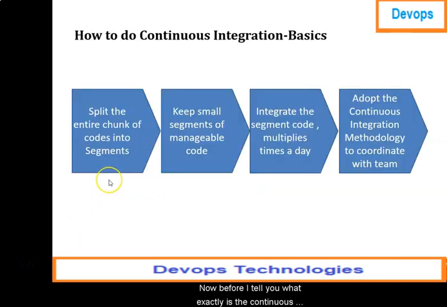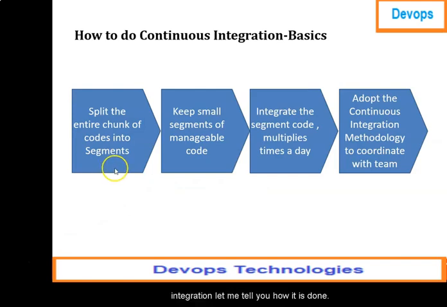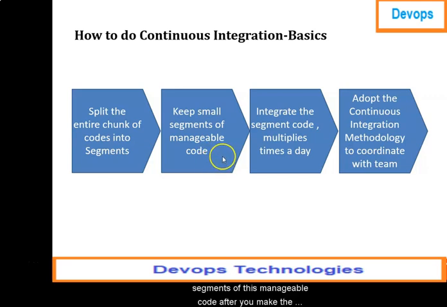Before I tell you what exactly continuous integration is, let me tell you how it is done. You have to split the entire chunk of code into segments first. Then you have to keep small, manageable segments of this code after you make the required changes. You then have to integrate the segmented code multiple times per day so that everybody has that code, and finally adopt a continuous integration methodology to coordinate with your team. Now what exactly is continuous integration?